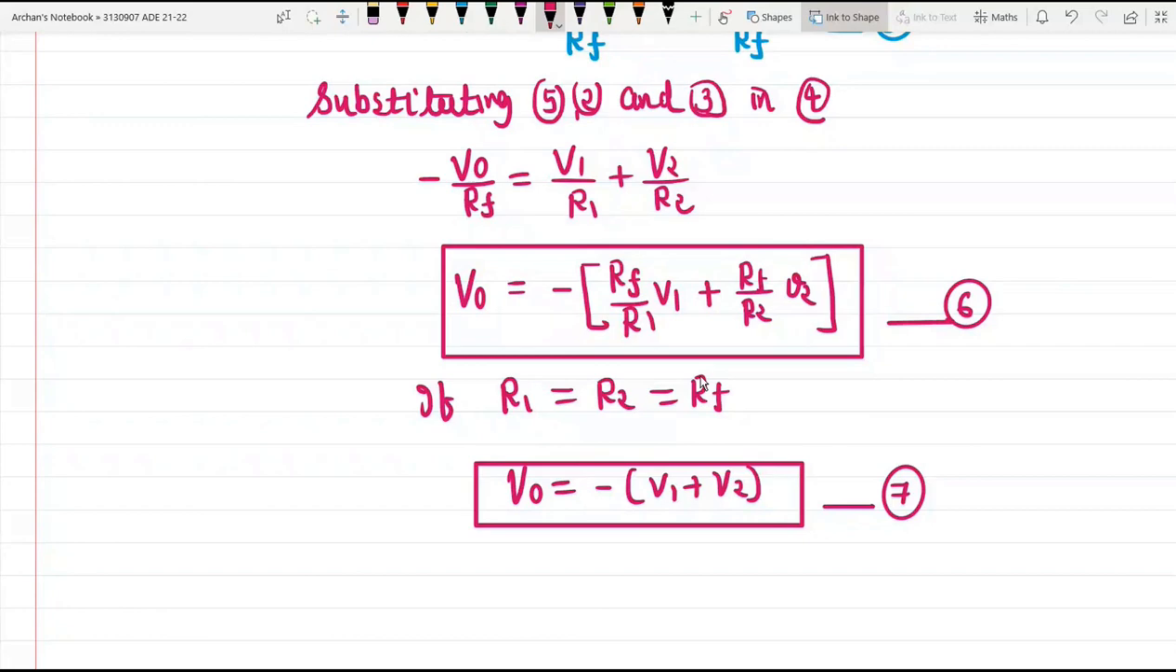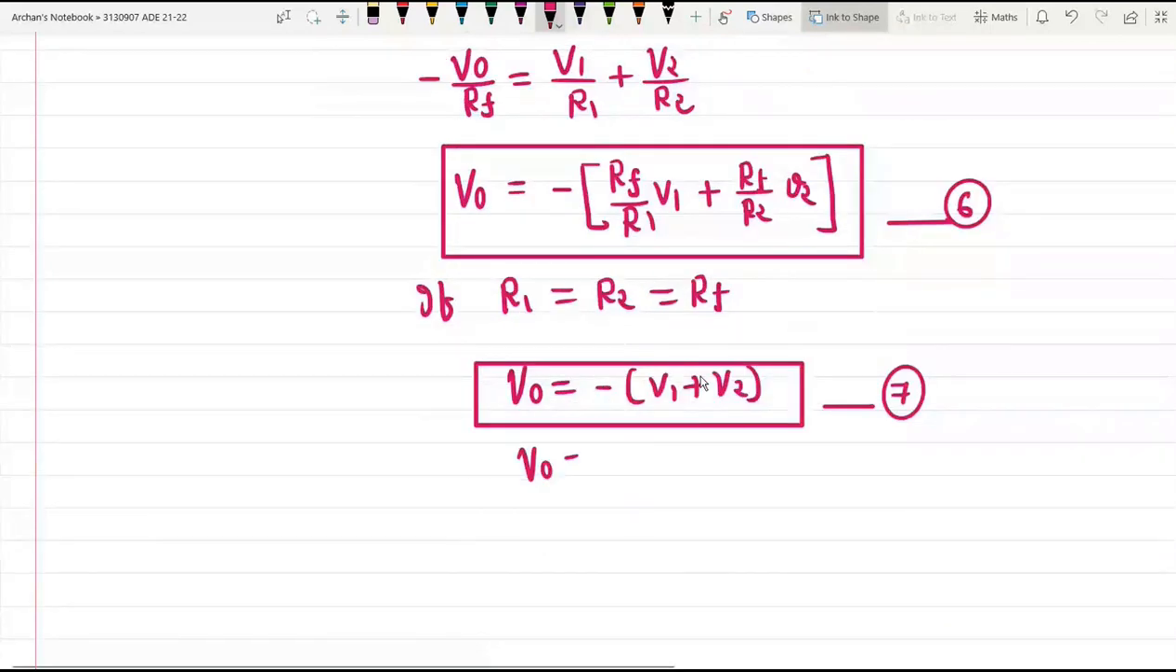By properly selecting the values of RF, R1 and R2, we can have some weighted addition of the input signals. Like, V0 can be equal to A times V1 plus B times V2. This is possible by selecting proper values of the resistances, and we can add n number of input voltages using this circuit. The magnitude of the output voltage is the sum of the input voltages, and hence the circuit is called a summer or adder circuit. Here we are getting output voltage 180 degrees out of phase with the input voltage.